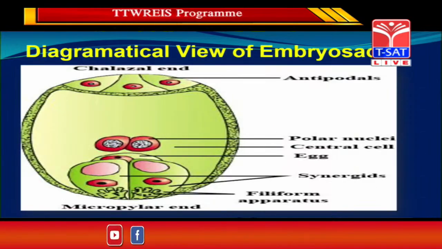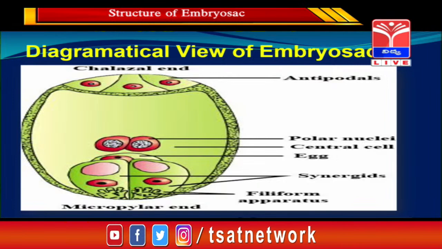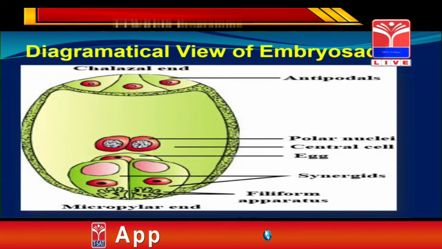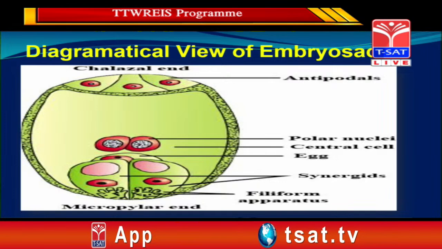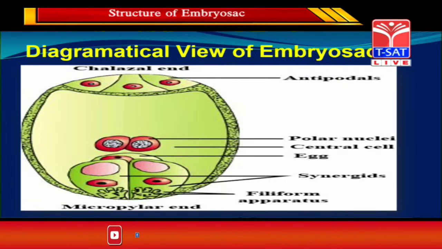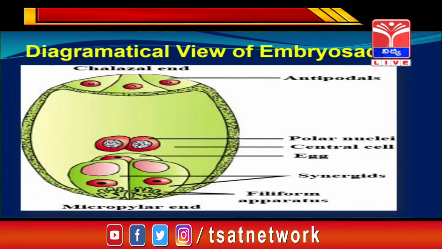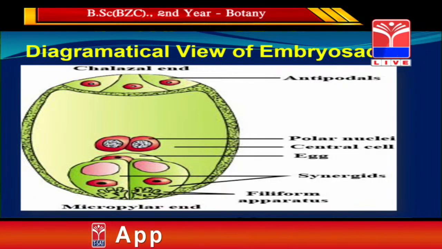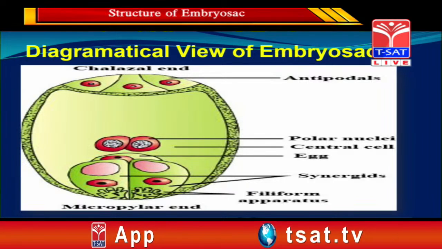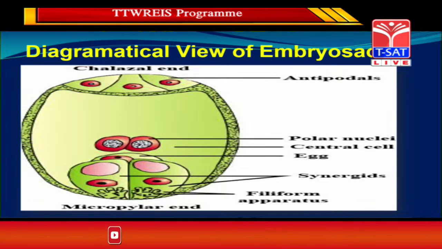See here, I think all of you know this diagram. Yes, it is the diagrammatic view of embryo sac. In the embryo sac, the upper part is the micropylar end and the lower part is the chalazal end. The upper part of the micropylar end has 3 cells. They are 1 egg apparatus and 2 synergids, and the lower part of the chalazal end has 3 cells. These 3 cells are called antipodals, and the middle of the embryo sac has 2 nuclei. These nuclei are called polar nuclei.